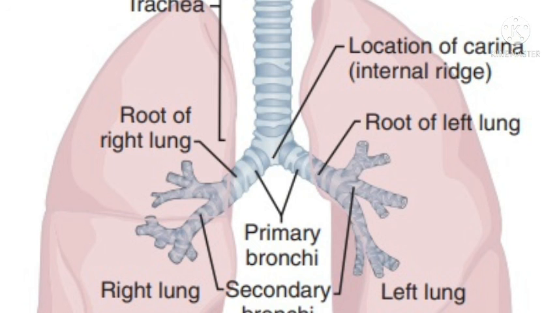Now I am showing the parts of the respiratory system. We start from the nose, mouth, throat, voice box, windpipe, large airway, small airway and lungs. So that is all about the respiratory system.